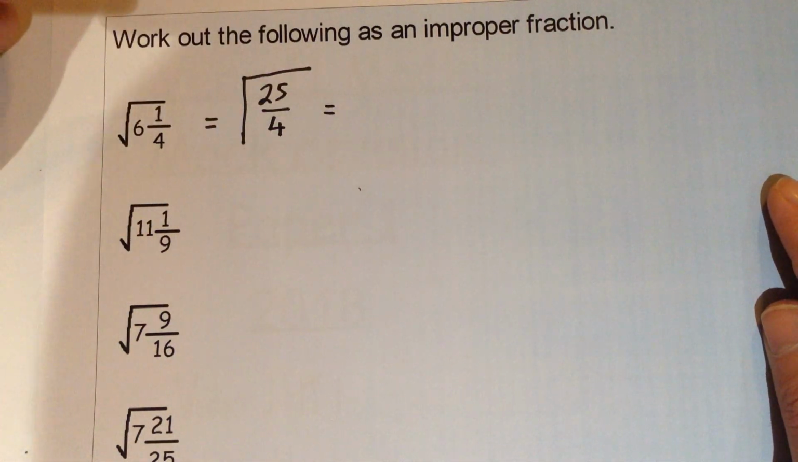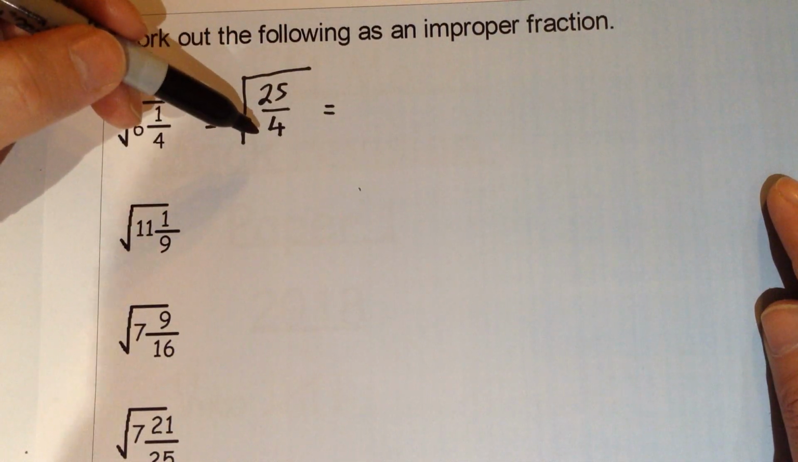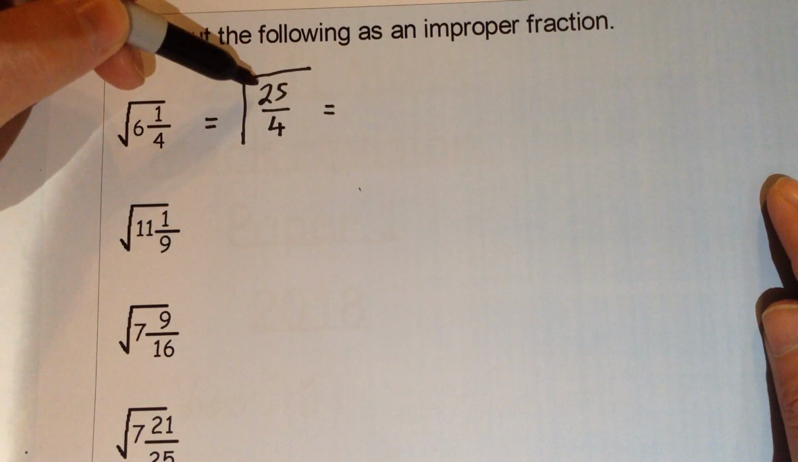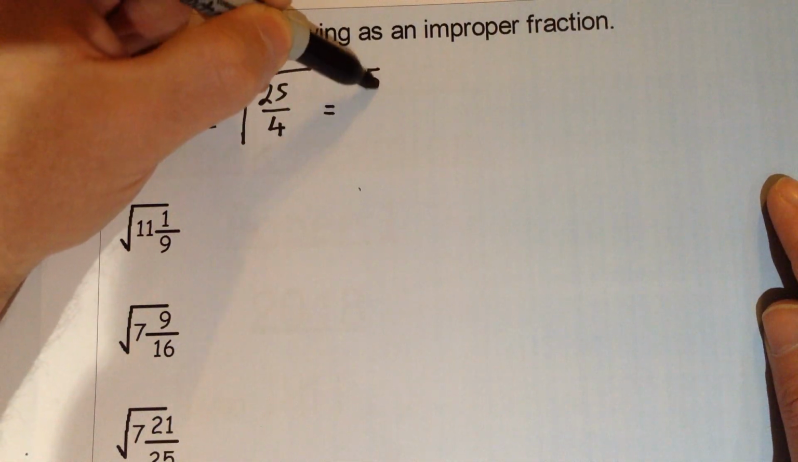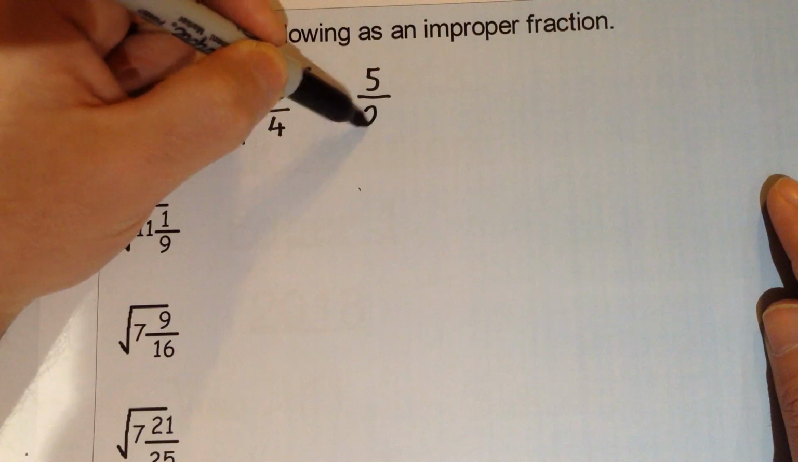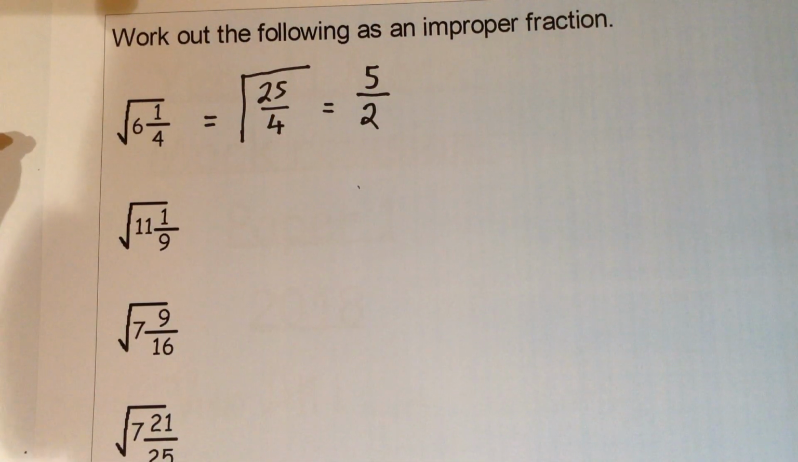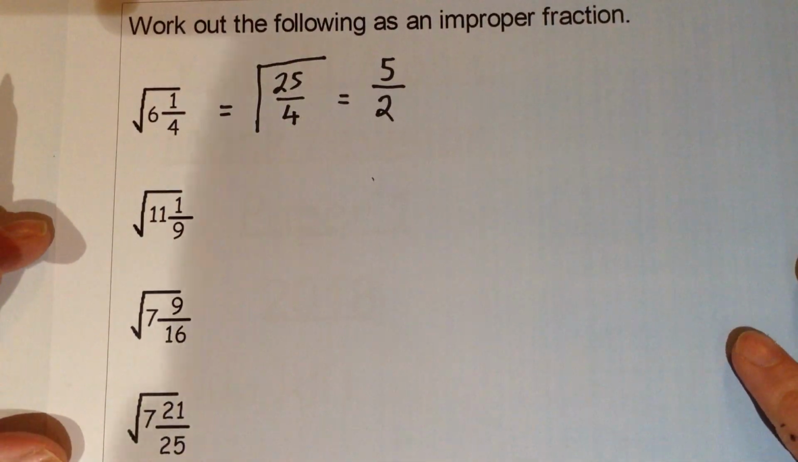This step then is quite simple. We need to square root 25 over 4. That's exactly the same as saying square root of 25, which is 5, over the square root of 4, which is 2. And there is my answer as an improper fraction. Same for the next couple of questions then.